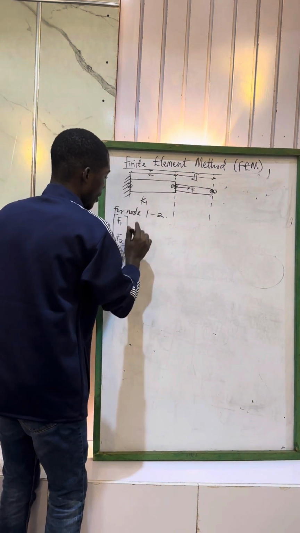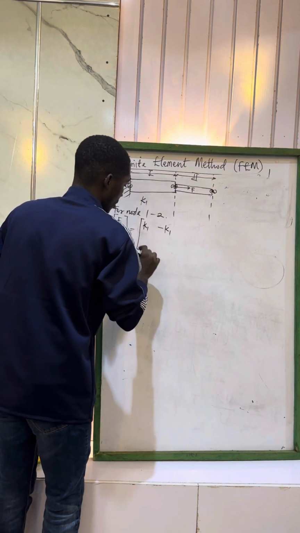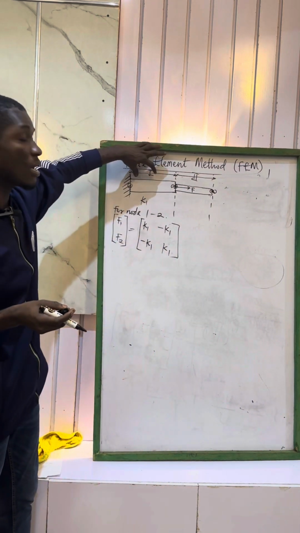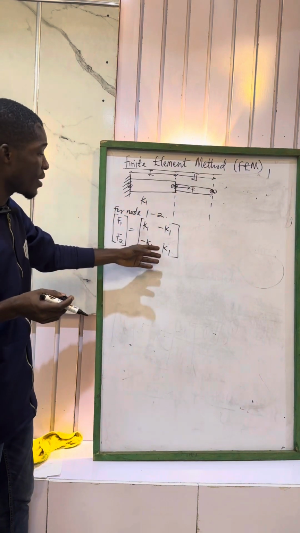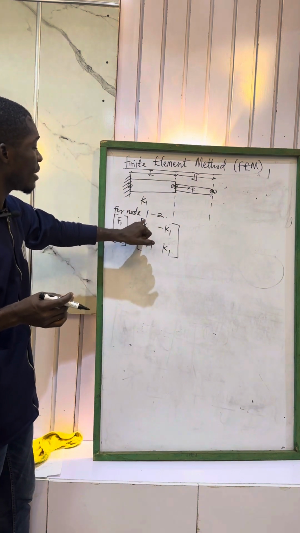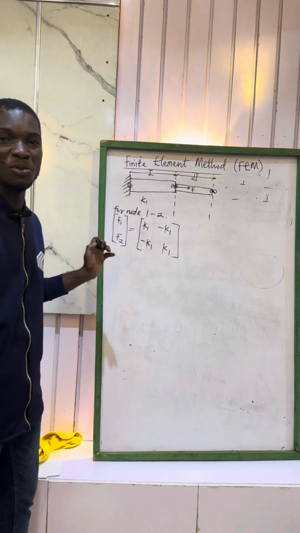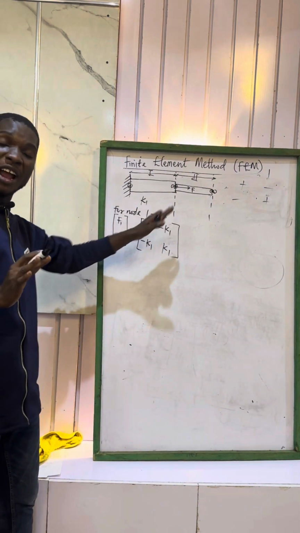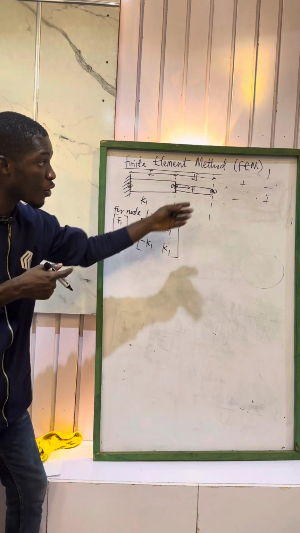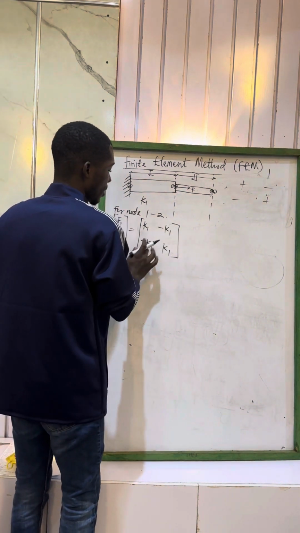Let me give you the general matrix for spring stiffness. K1, minus K1, minus K1, K1. This is the spring stiffness on element 1. There's a way we get this, but I don't want to prove it because of time. Just follow the matrix pattern: plus, minus, minus, plus. That is just the principle. For example, if we are looking for cofactors, we follow plus minus. Just follow that plus minus for this one as well. It works: K1, minus K1, minus K1, K1.